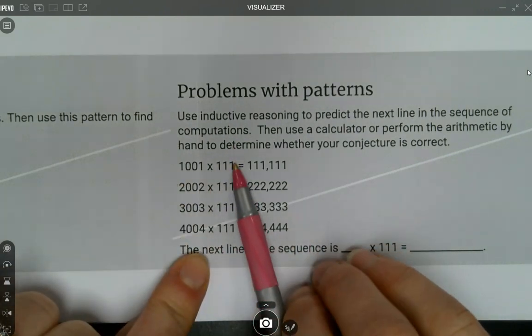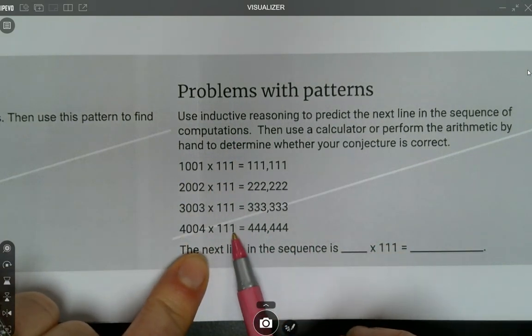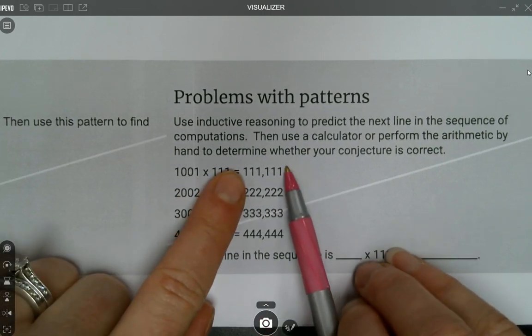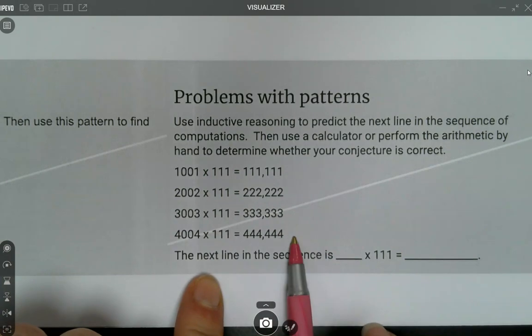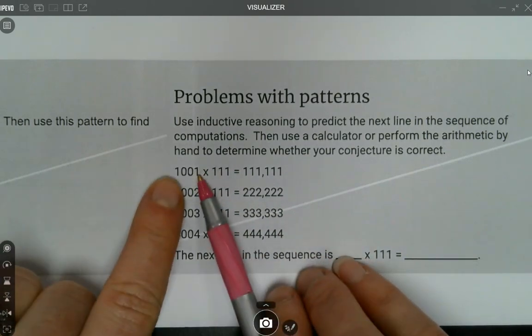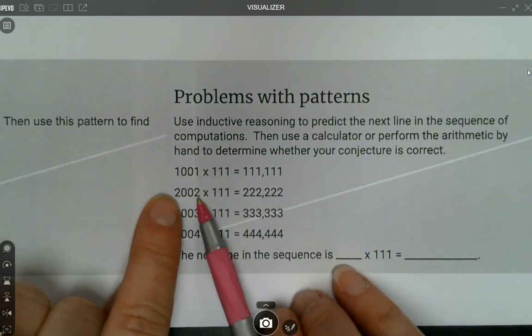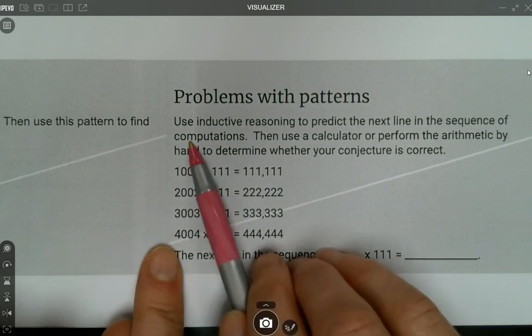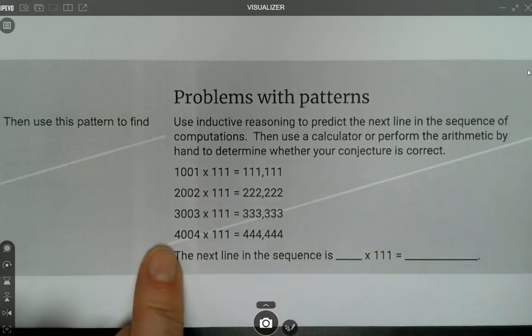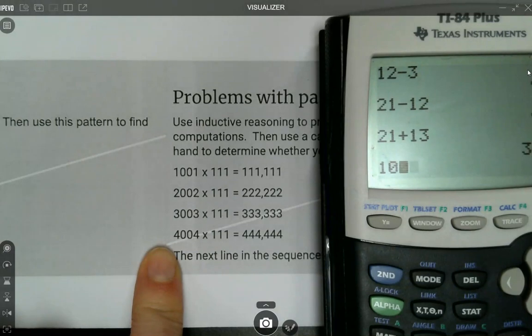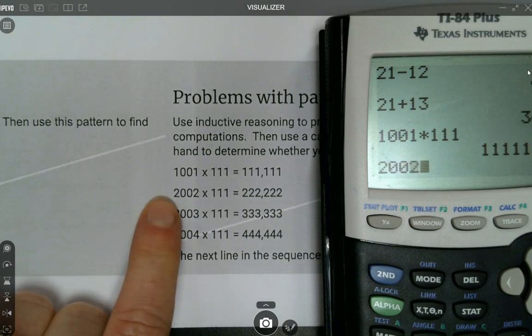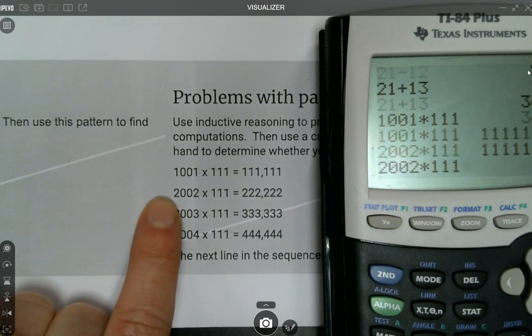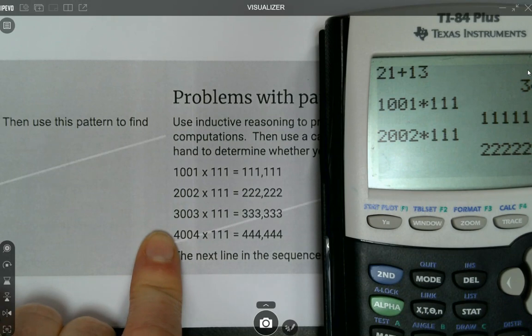What I see here is all these are being multiplied by 111. And all my outcomes, all of these are ones, all of these are twos, threes, fours. And then the first and last are ones, twos, threes, fours. And in the middle is zeros. So if I do 1,000, let's just make sure this is right. Okay. 202 times 1. Good.